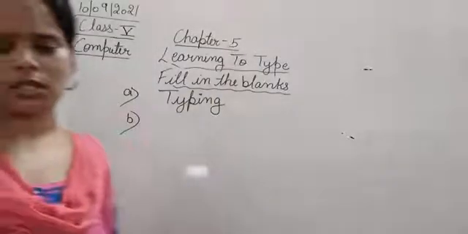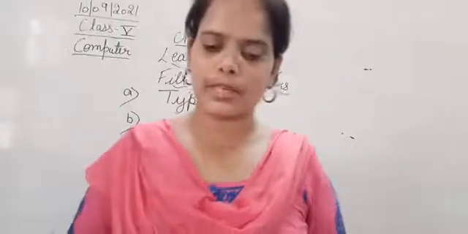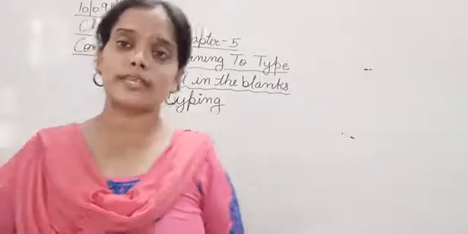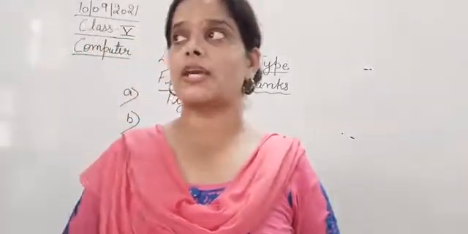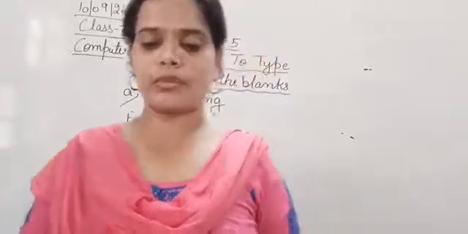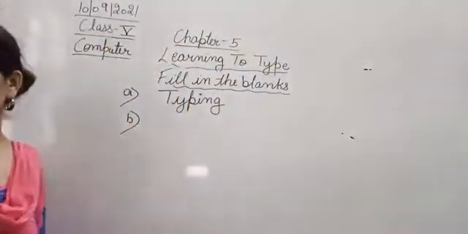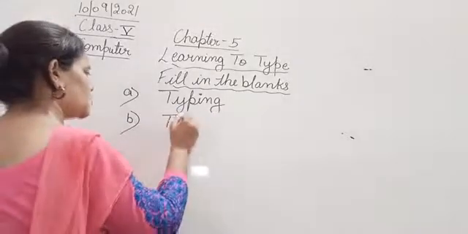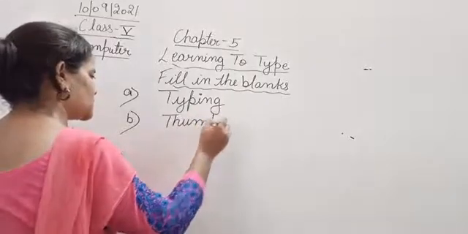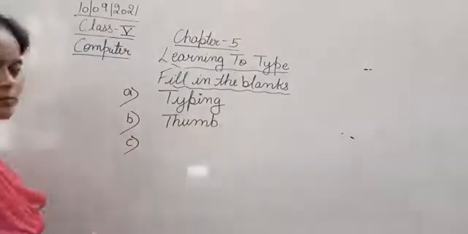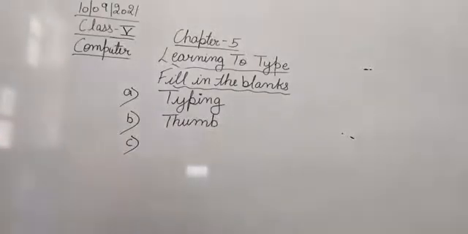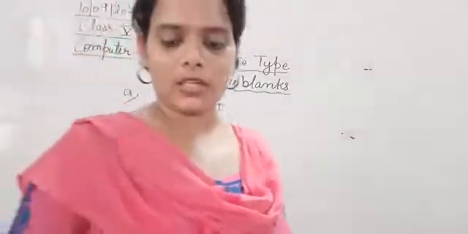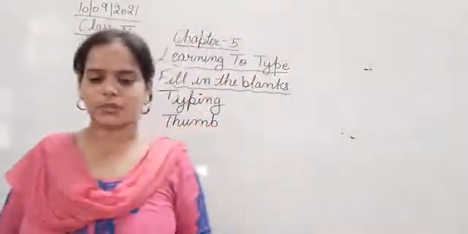Moving to B1. You can press the space bar with your dash. How will we press the space bar on our keyboard? We will press the space bar key with the help of our thumb. That is the answer for the B blank, thumb. You can press the space bar with your thumb. C1, avoid looking at the dash while typing.